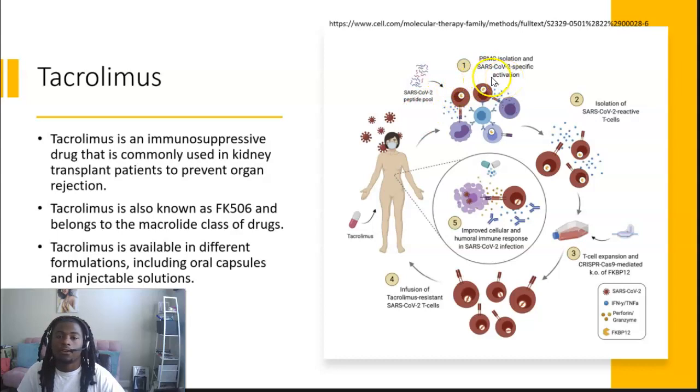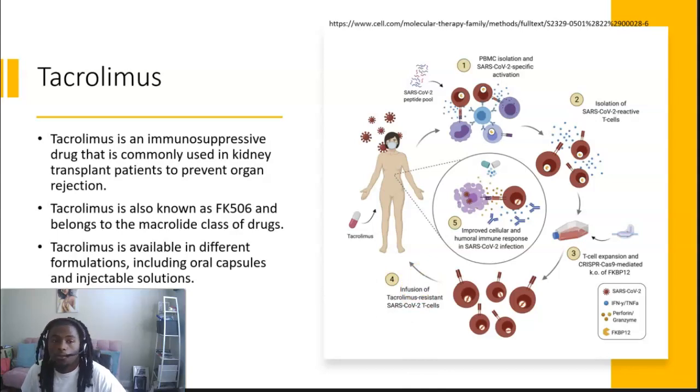PBMC isolation and SARS-CoV-2 specific activation. The isolation of SARS-CoV-2 reactive T cells is shown in the diagram right there. Then the next step is T cell expansion and CRISPR Cas9 mediated knockout of FKBP12. Then it will be infused as the tacrolimus resistant cells. And this overall will improve cellular and humoral immune responses in SARS-CoV-2 infection. I just thought that was pretty interesting, knowing about the pandemic we all recently went through.